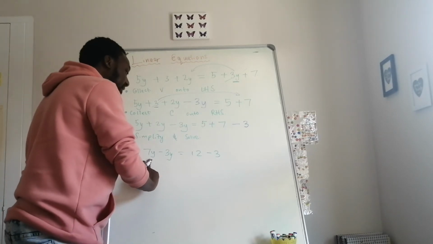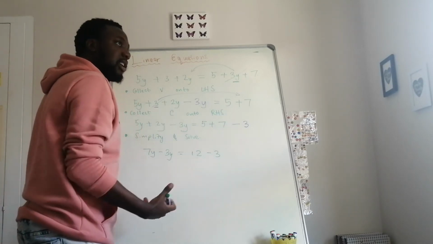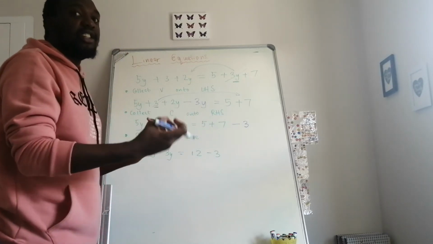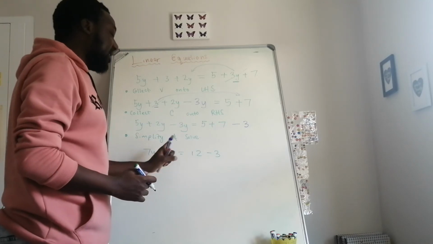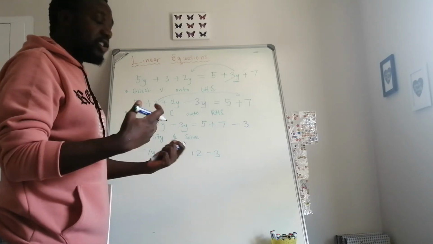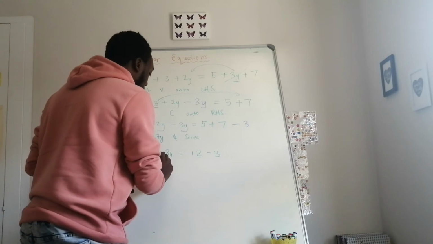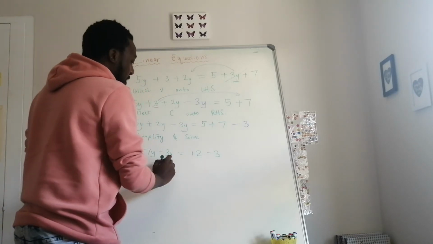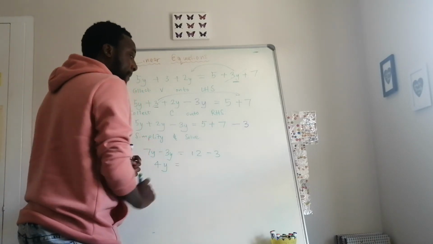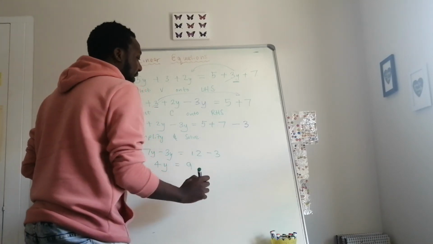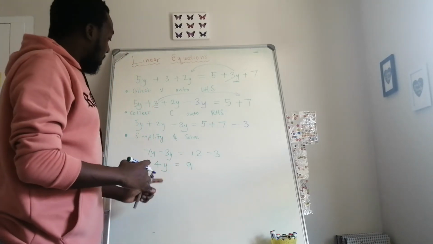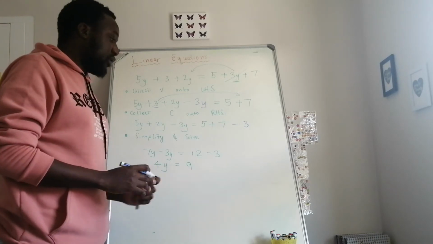So it is 7y minus 3y. It's as if you're just subtracting normal numbers here, guys. It's like subtracting 7 minus 3. What is that? That just gives you 4. So the fact that it was y, you just put a y there. 12 minus 3 gives you 9. So now I have 4y is equal to 9.